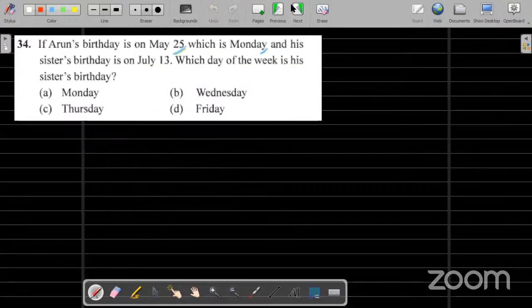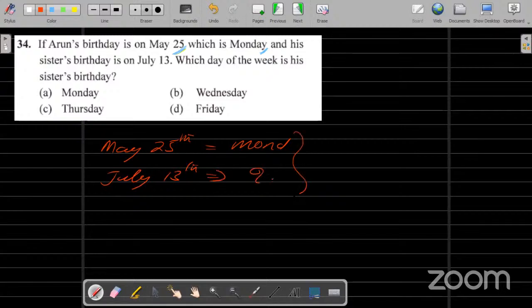Next question. If Arun's birthday is on May 25, which is a Monday, and his sister's birthday is on July 13, which day of the week is his sister's birthday? That means the question is: May 25th is Monday. Which day of the week is July 13? So we need to calculate the total number of odd days from May 25 till July 13.